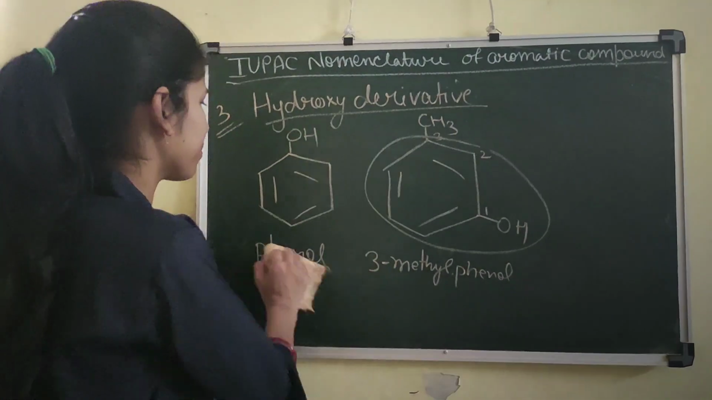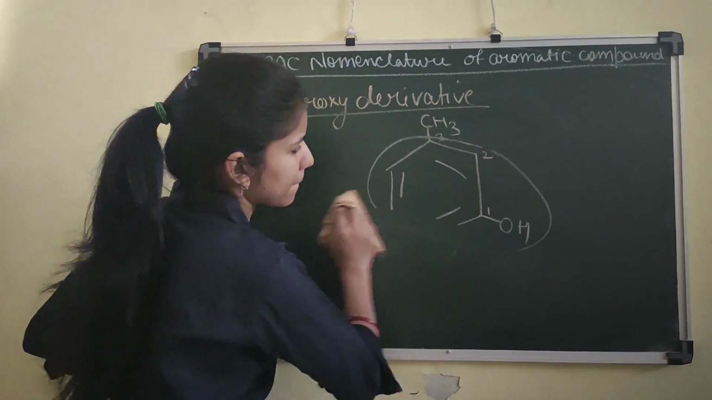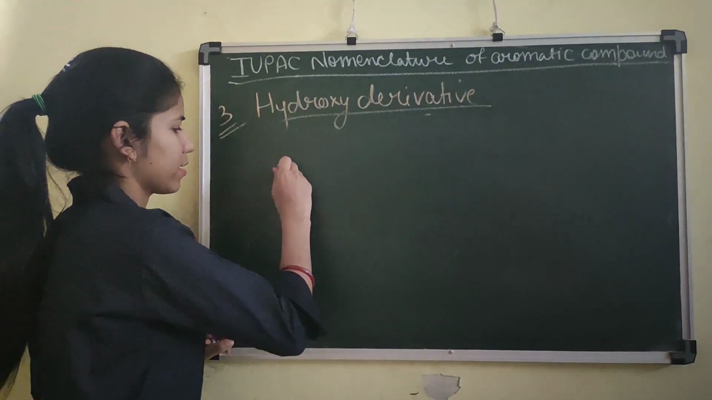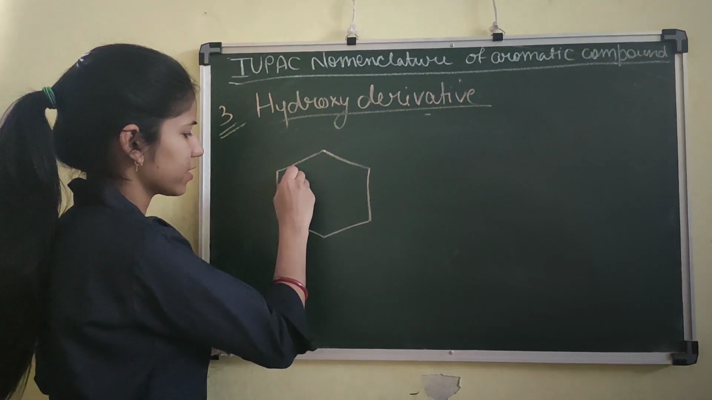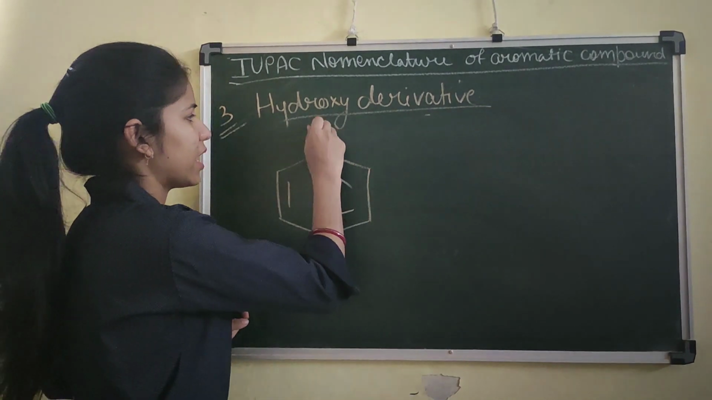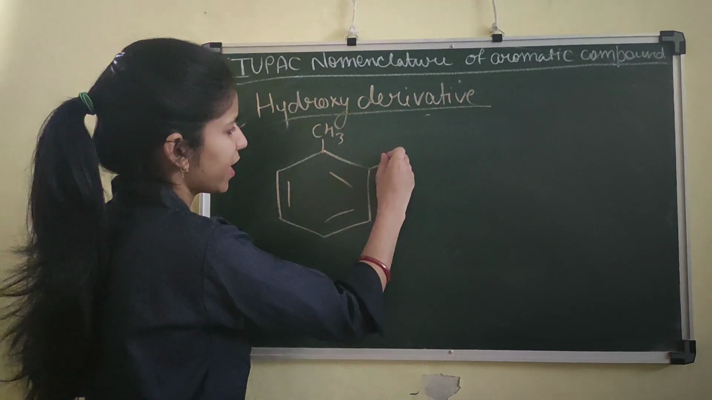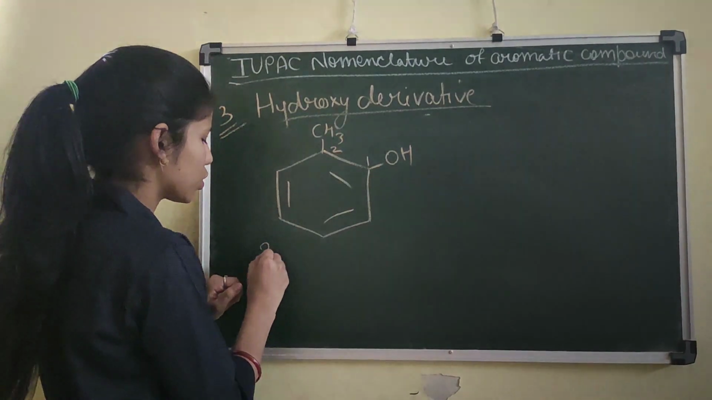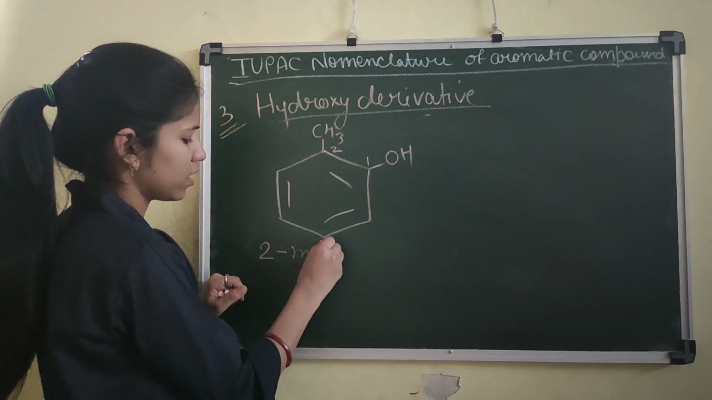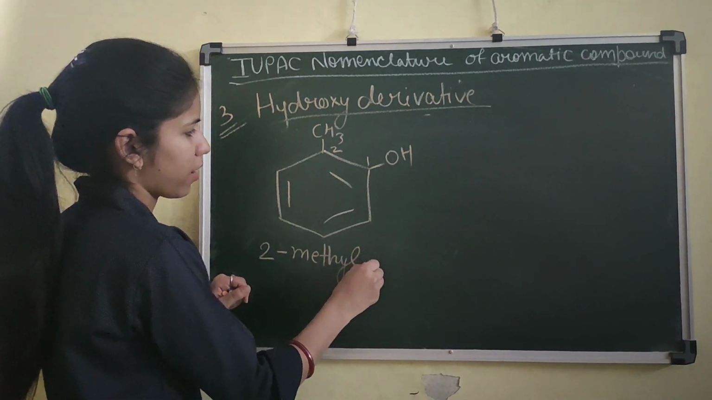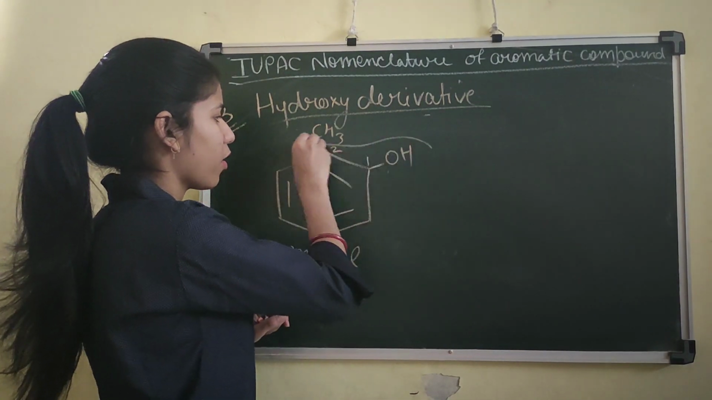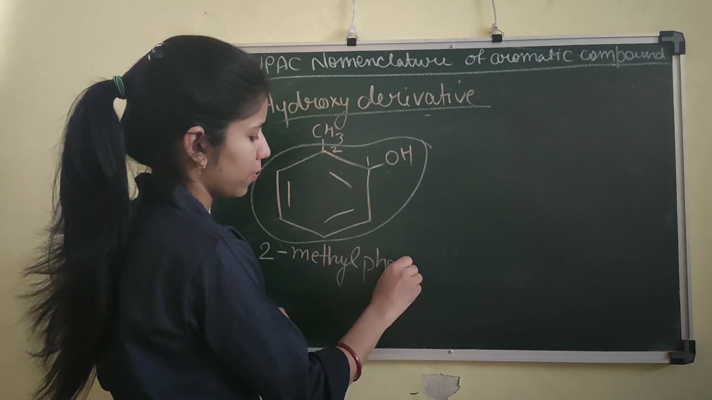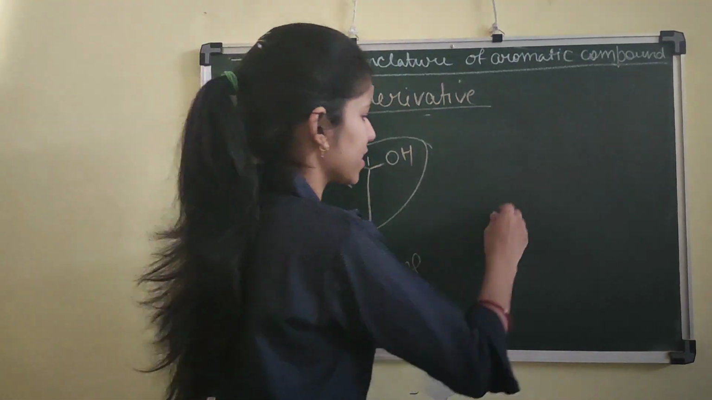And the next example is there is a benzene ring and CH3 is present and OH is present. So this is called 2-methyl, and this is the phenol ring, phenol.